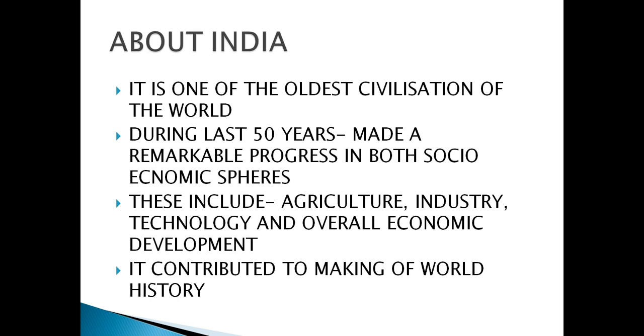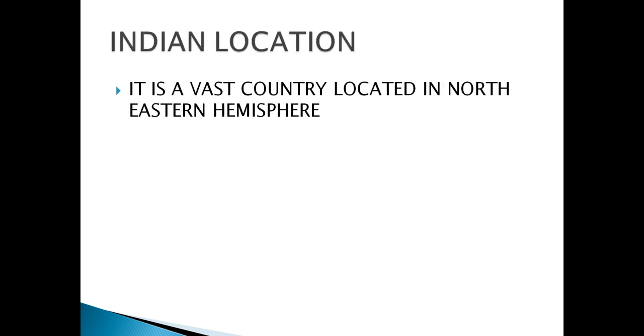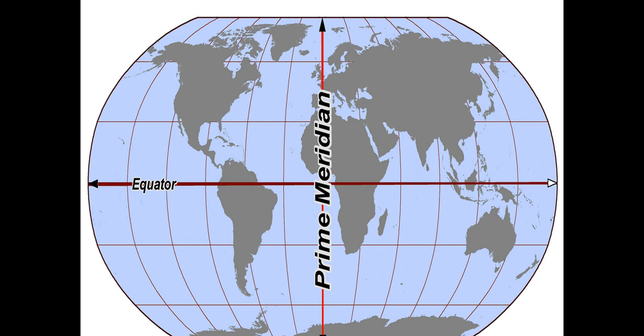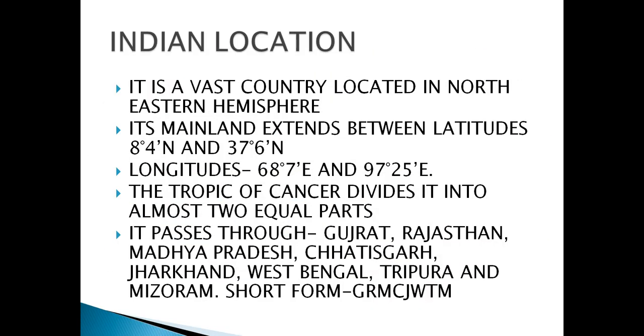It contributed to the making of world history. Many incidents of Indian history have contributed to the making of world history. Indian location. It is a vast country located in the northeastern hemisphere. India is located completely in the northeastern hemisphere.